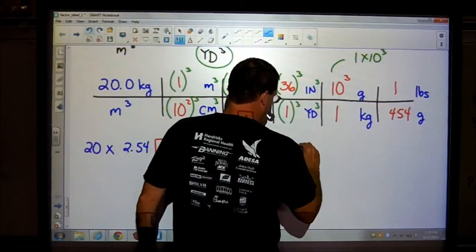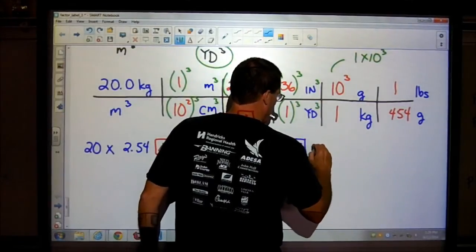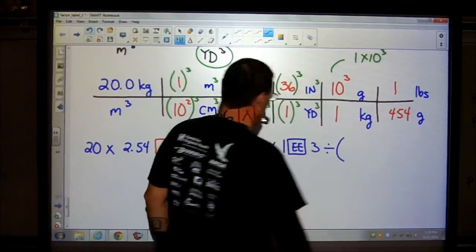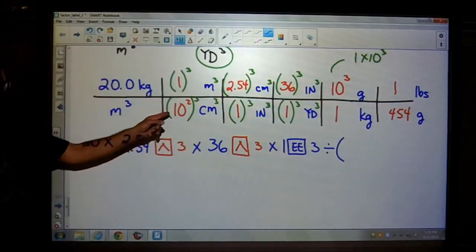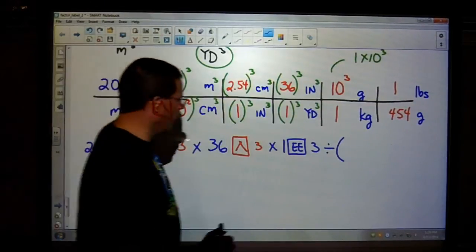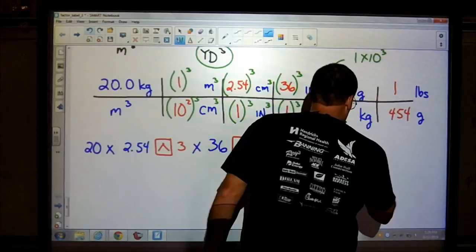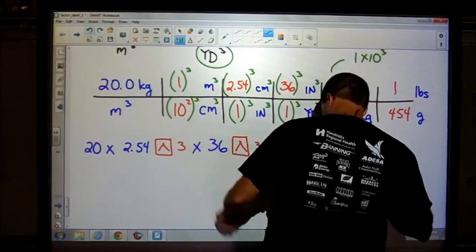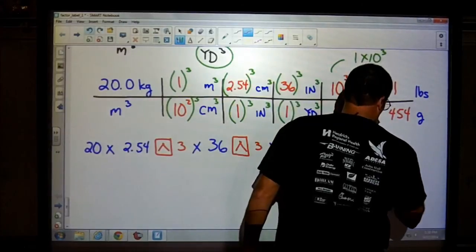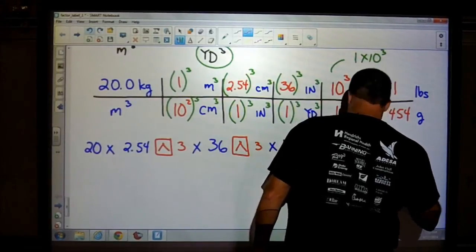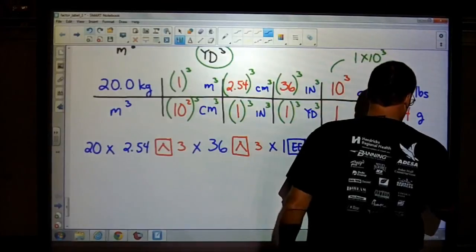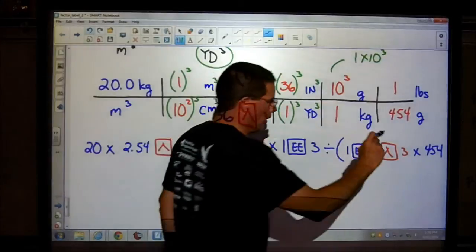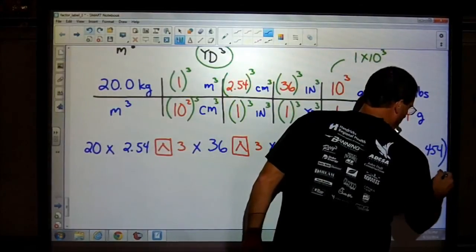1 EE 3 times 1 divided by, open up the parentheses. Oh good, we only have really 2 things here. So 1 EE 2, but we have to cube it, so caret 3 times 454. Okay. And close the parenthesis and hit equal.